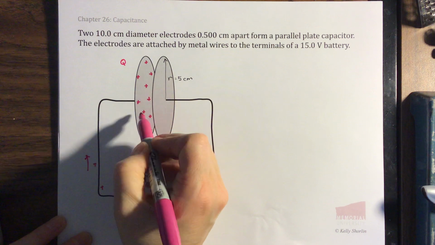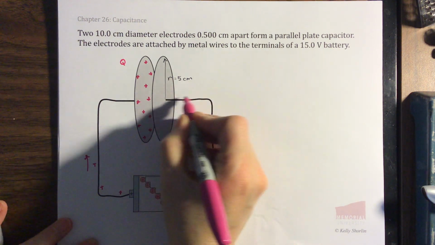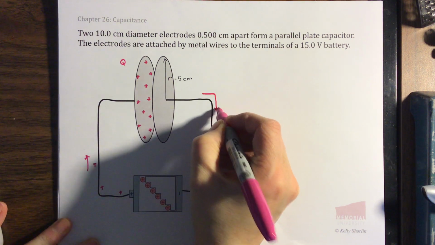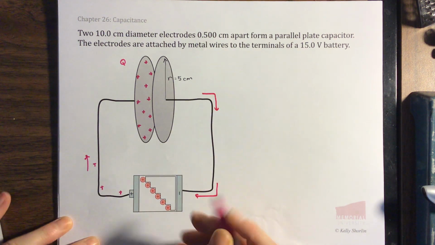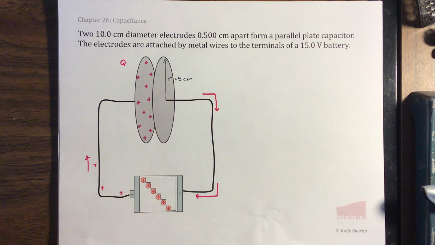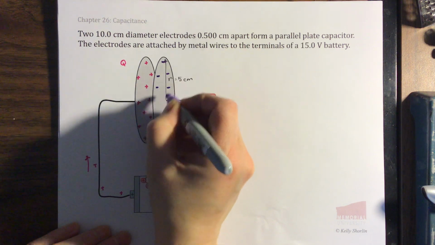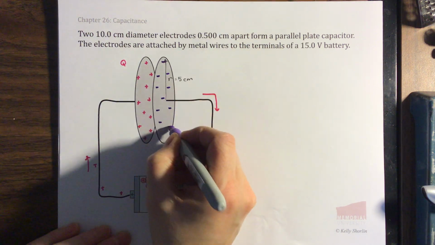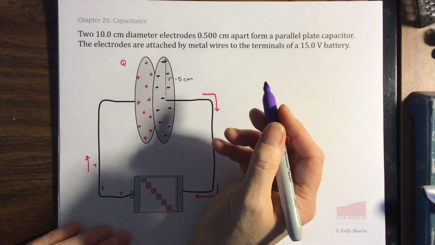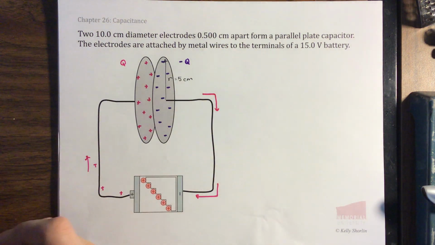And then every positive charge here is going to repel a positive charge from this plate. And those positive charges will move far away from it. They will move back down to go back into the battery. If all of the positive charges are leaving the electrode, then that leaves this electrode with a net negative charge. So this plate has charge plus Q, this plate has charge minus Q.